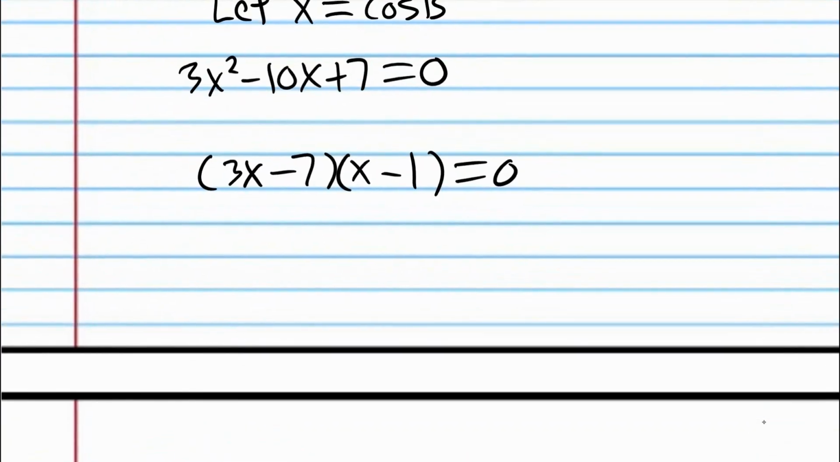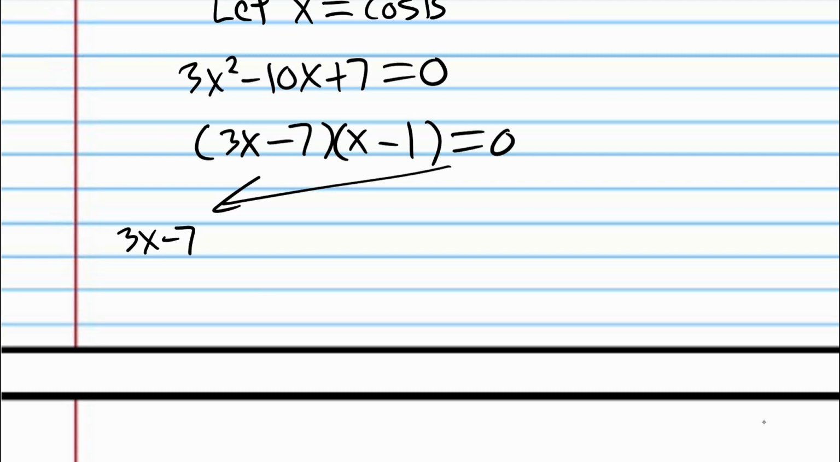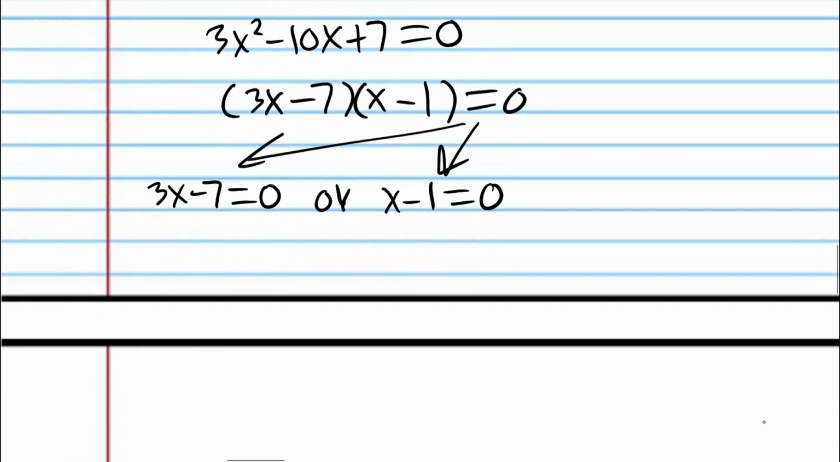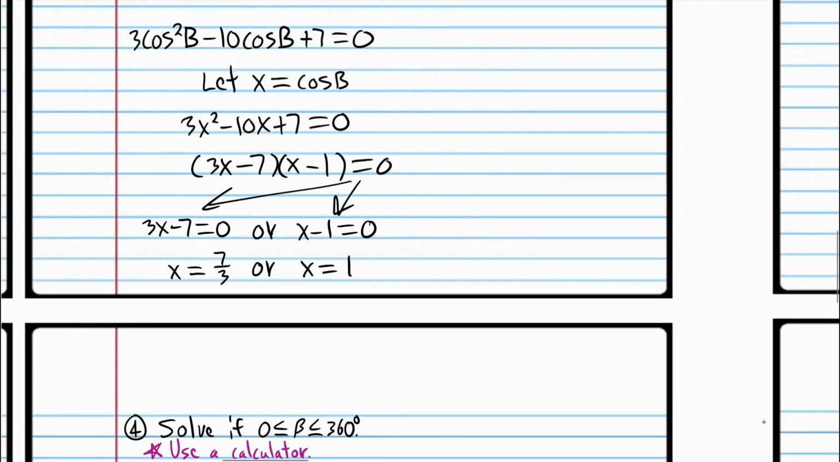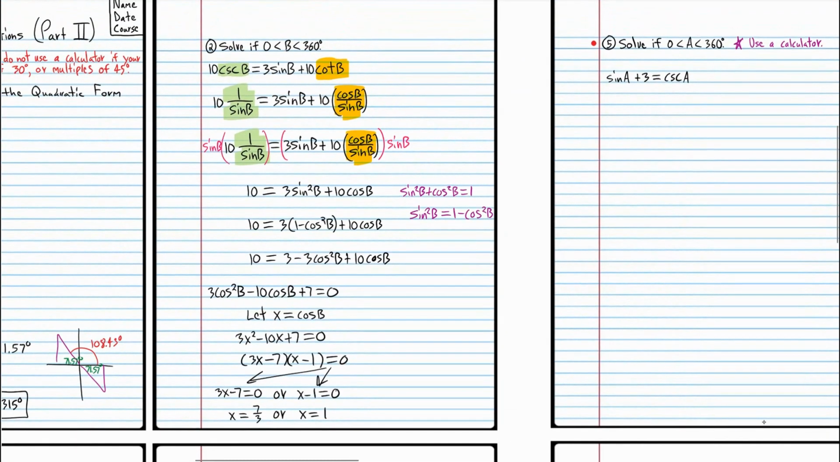So what this tells us is that 3x minus 7 has to be 0, or x minus 1 has to be 0. If we solve for x, we get x is equal to 7/3, or x is equal to 1. So we found x. The problem is we don't want x. What we want is to isolate cosine b.